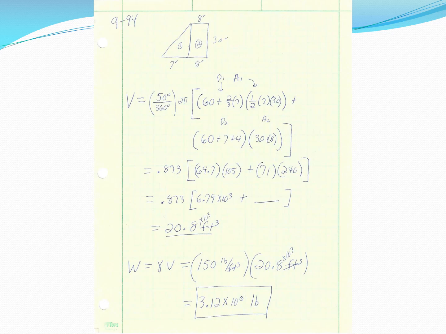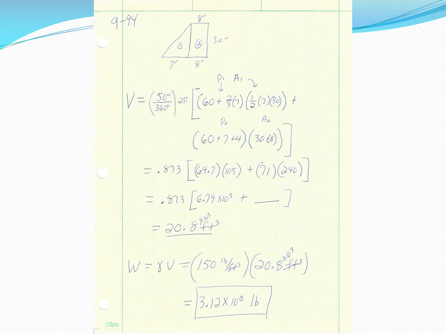So the center point for the triangle, remember, is going to be a third of the way from the big side, so it's 2/3 of the way from the other side, the slanted side in this particular case. 60 feet to get to the triangle, and then 2/3 of the 7 feet to get to that centroid point. And the area is, of course, 1/2 the base times the height.